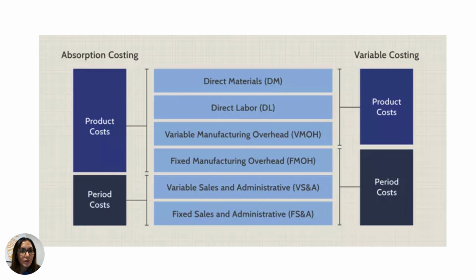So also let's see the differences between the absorption costing and variable costing. As you see, in absorption costing, product costs include direct materials, direct labor, variable manufacturing overhead, and fixed manufacturing overhead. So this is the product cost for absorption costing. But in variable costing you see only direct materials, direct labor, variable manufacturing overhead. And the fixed manufacturing overhead is considered a period cost per variable costing. But per absorption costing, period costs include only variable sales and fixed sales and administrative expenses.